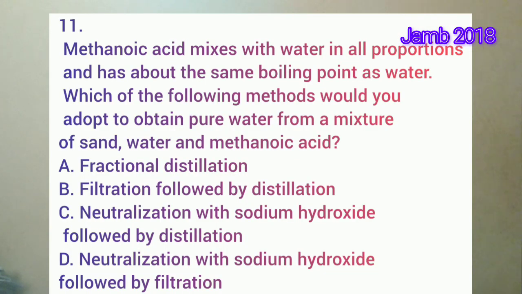Methanoic acid mixes with water in all proportion and has about the same boiling point as water. Which of the following methods will you adopt to obtain pure water from a mixture of sand, water, and methanoic acid? A, fractional distillation. B, filtration followed by distillation. C, neutralization with sodium hydroxide followed by distillation. And D, neutralization with sodium hydroxide followed by filtration.